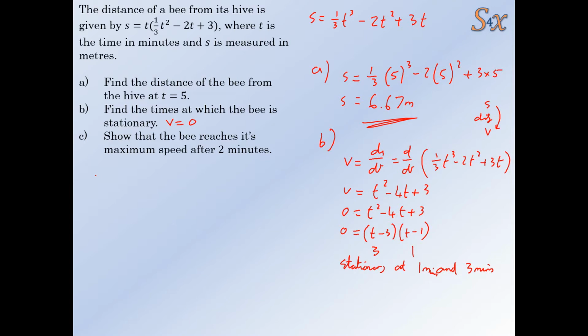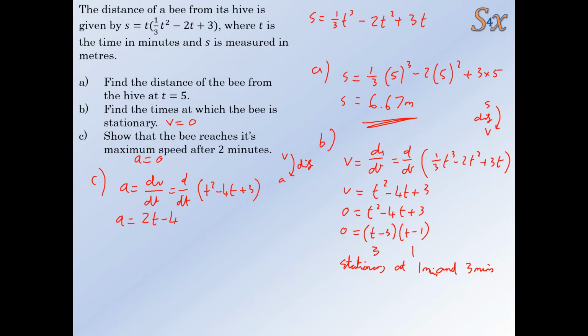For part C, we want to show that the bee reaches its maximum speed after 2 minutes. Remember, maximum speed, we're looking for the acceleration to be 0. Okay, so I need an expression for the acceleration. The acceleration is the velocity differentiated. It goes from velocity to acceleration. I need to differentiate. So I've already got an expression for the velocity because we worked it out for part B. We found that was t squared minus 4t plus 3. I differentiate that to find acceleration. So if I differentiate, I get 2t minus 4, and 3 disappears.